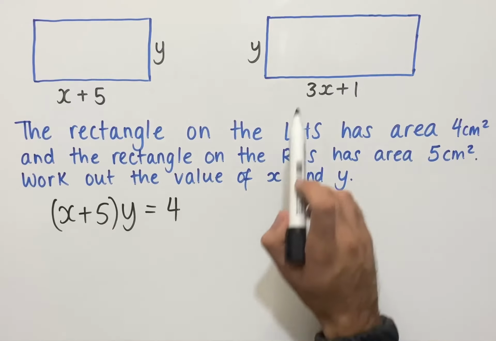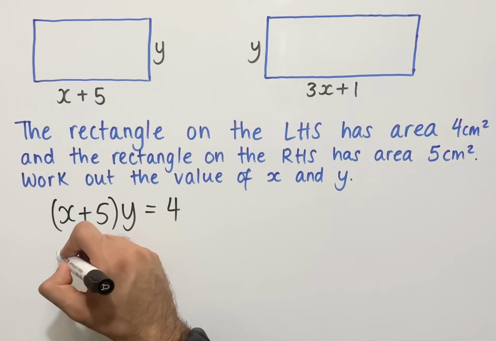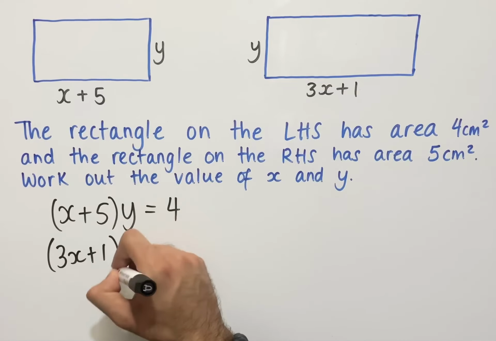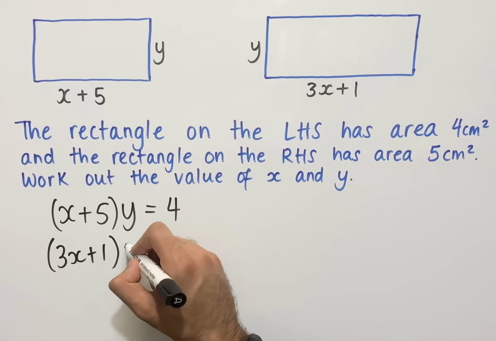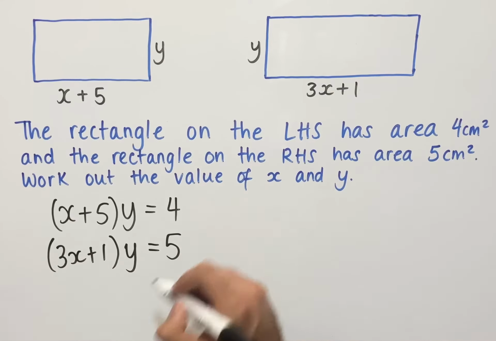Similarly, to work out the area of this rectangle, we do length times height. So 3x plus 1 multiplied by the height, which is y, and this equals 5 for this rectangle. Now, if we expand the brackets, we get the following.